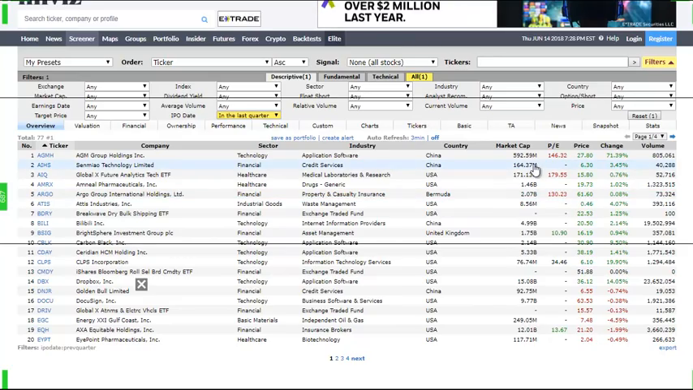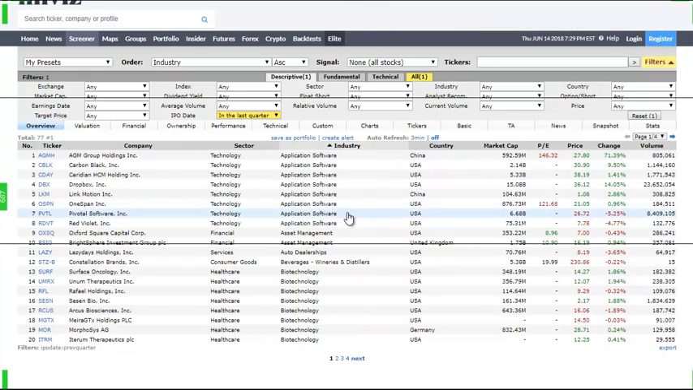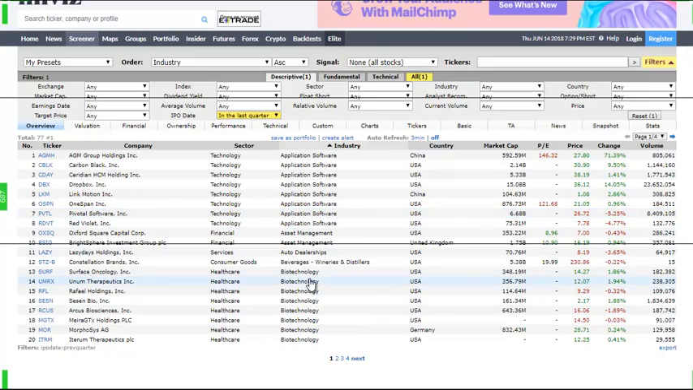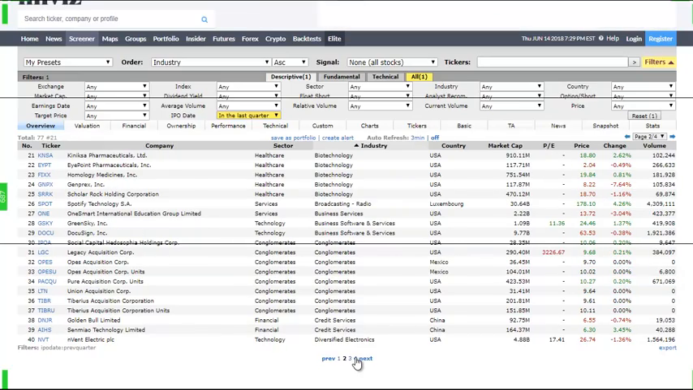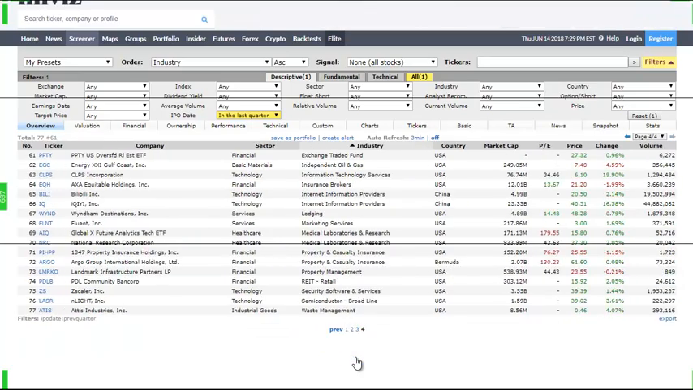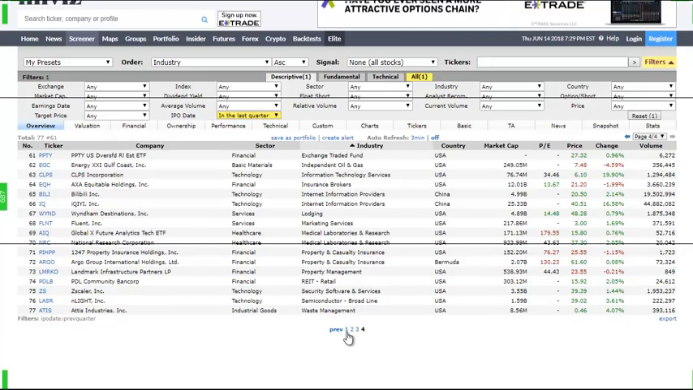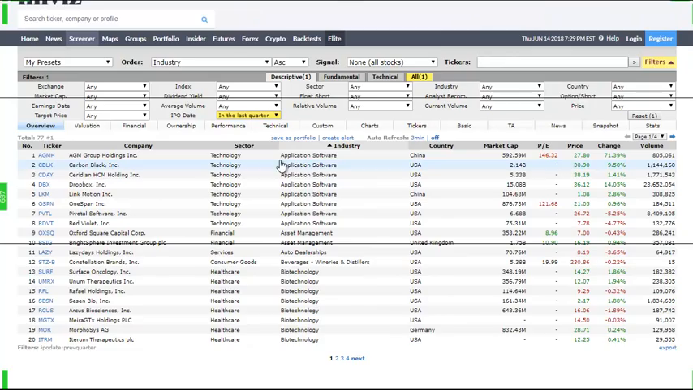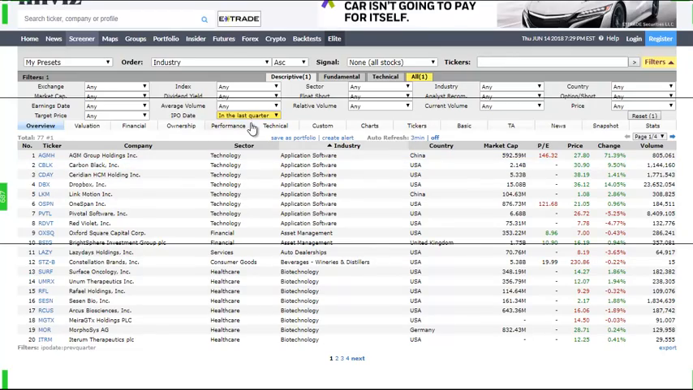We also discussed that the tech industry was the best performing industry, so we can even sort that. Application software, biotech, application software, beverages. You can actually sort what's going on. Next is going to be healthcare services, conglomerates, services. 4 pages of them. All right, so these are recent IPOs in the last quarter.